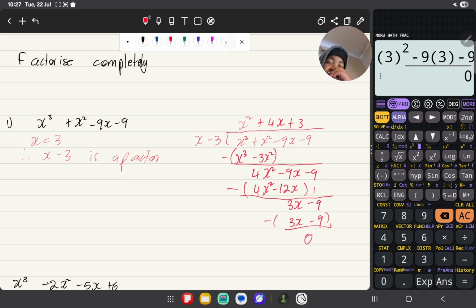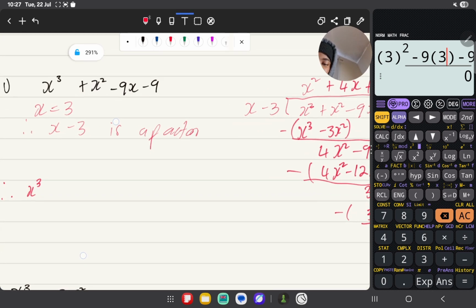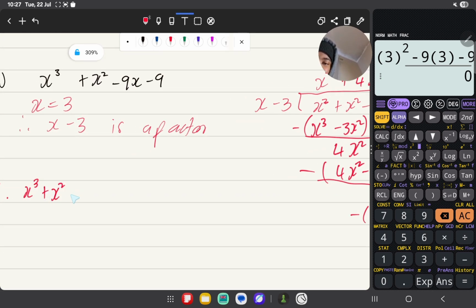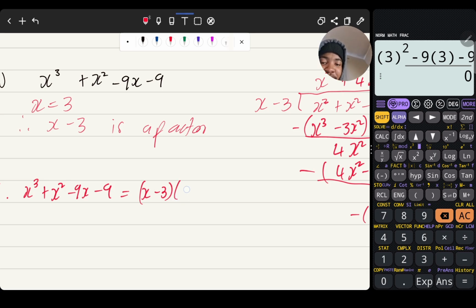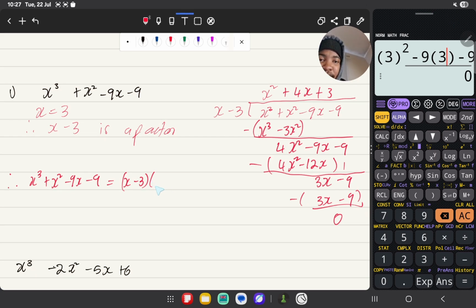So now we can say, therefore, x to the power of 3 plus x squared minus 9x minus 9 equals x minus 3 multiplied by x squared plus 4x plus 3, plus our remainder, which is 0, right? So that is cool. Let me remove the 0.